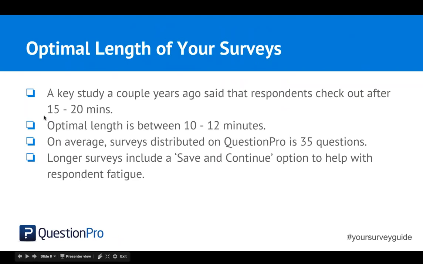A key study a couple of years ago found that respondents check out after 15 to 20 minutes. So we found that the optimal length is between 10 to 12 minutes. Keeping survey length down is important to ensure that you're getting the best results possible. You want to make sure that respondents are engaged and aren't checking out after that 15 to 20-minute time. You want them to be thinking critically about your questions.